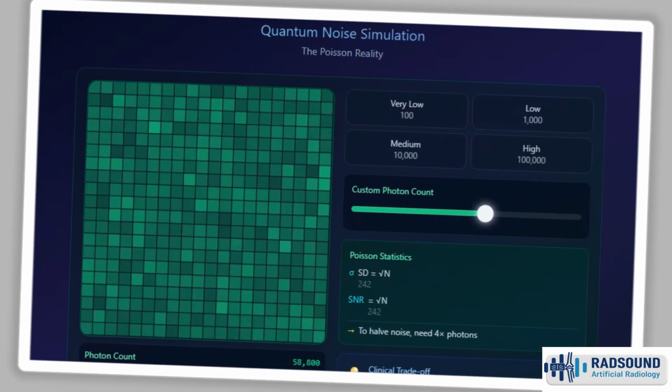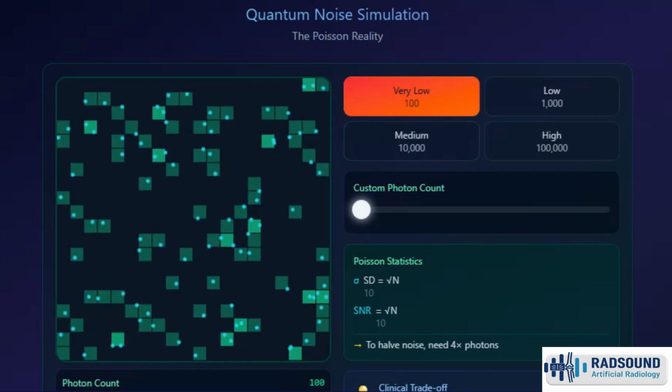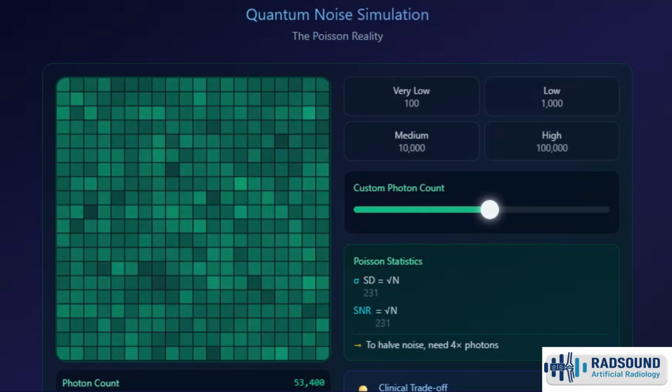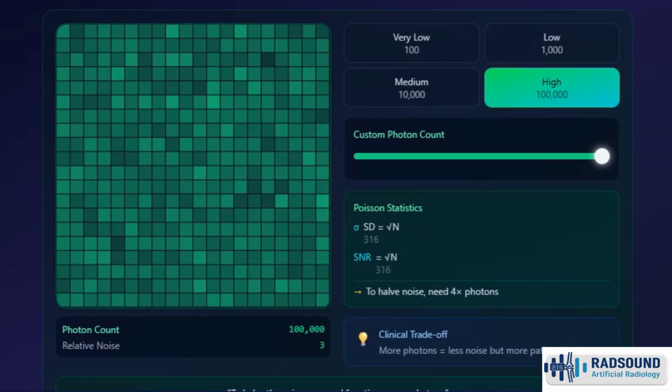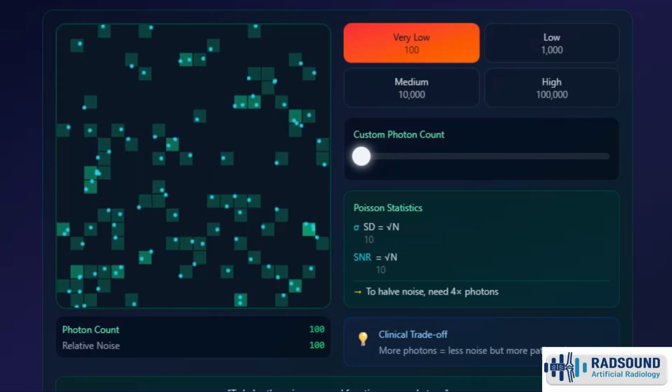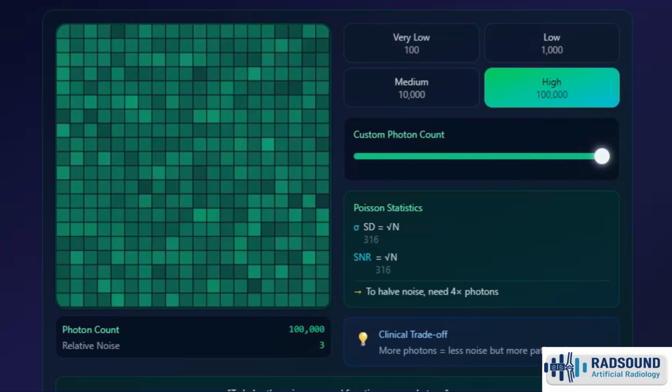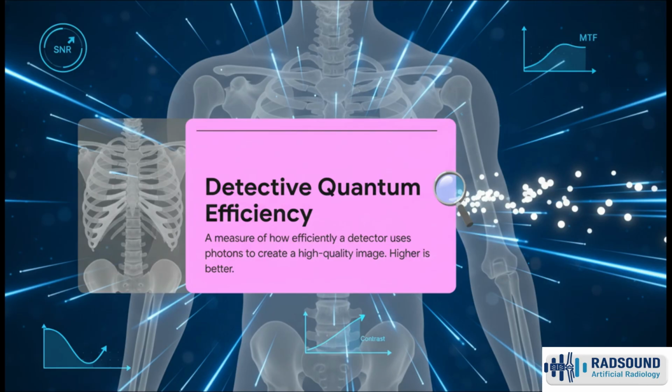But this brings us to that crucial point again. More photons means less noise, but it also means a higher dose to the patient. It's always a balance. And this is where the detector itself becomes so important. See, not all detectors are created equal. We measure how good they are with something called detective quantum efficiency, or DQE.